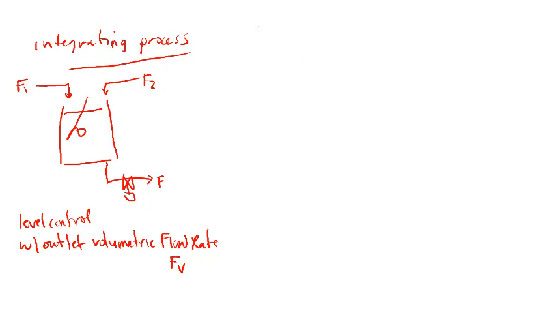Okay, so the model for this process we can derive based on the mass balance. We have dm/dt, the mass inside the tank, equals the mass flow rate in, which is F1 plus F2, minus the mass flow rate out, which is F. We know that the mass equals the density times the volume. We want to convert this to level, so the volume is going to be the cross-sectional area, assuming it's a cylindrical tank, which most are, times level.